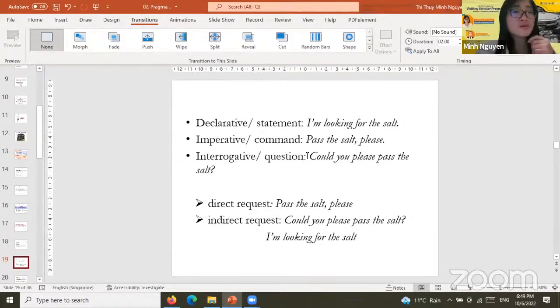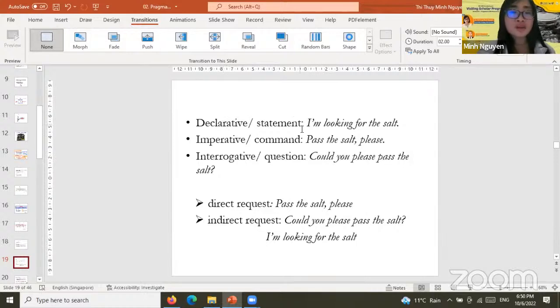Okay, but when you say, could you please pass the salt? Okay, you use a question to make a request. So there is a mismatch between the functions and the form here. Okay, because the primary function of an interrogative is to ask question. But when you use a question for a different function, which is to make request, okay, we call this an indirect request.